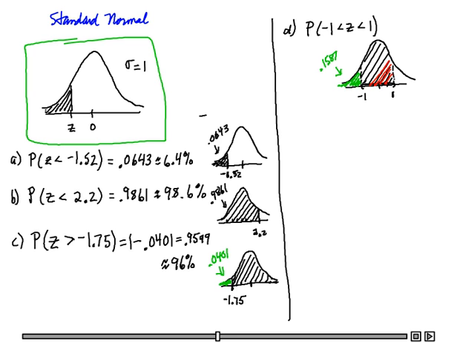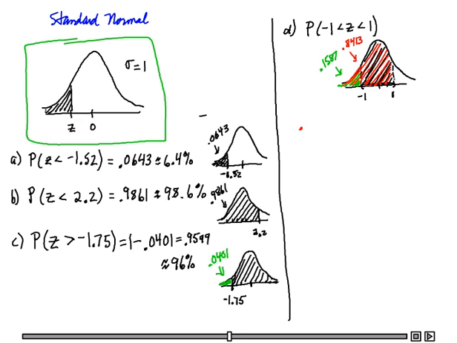Now I'm going to put that in red. So again, the table always gives you cumulative probabilities to the left. So the area to the left of 1, which I've shaded in red, is 0.8413. Okay, so what is the probability of my black shaded region? Well, I would take the red, subtract the green. The red is the accumulated area up to 1. The green is the accumulated area up to -1. If I subtract those, I'll get what I want.